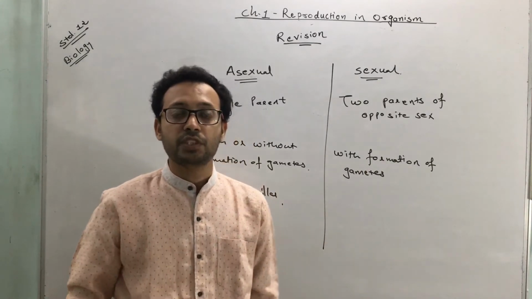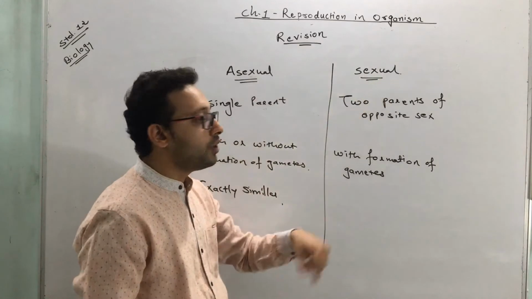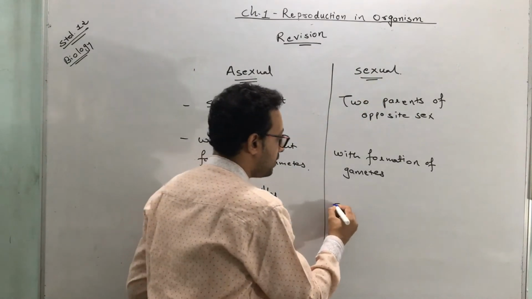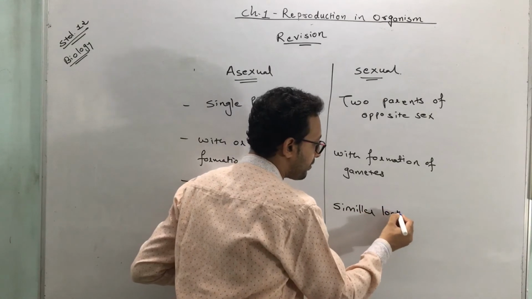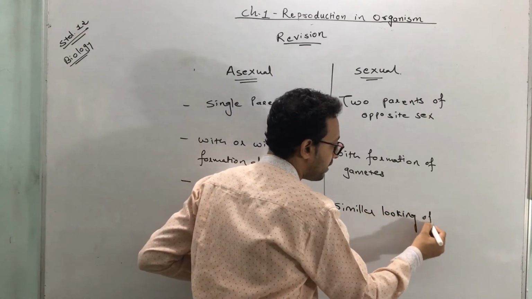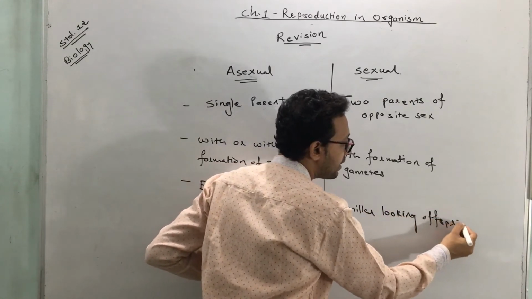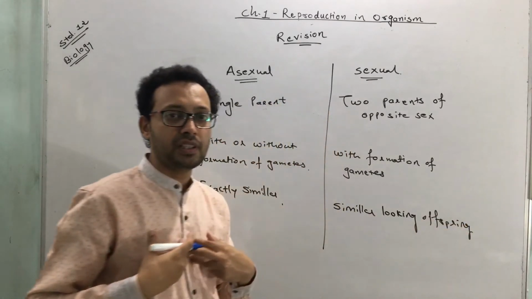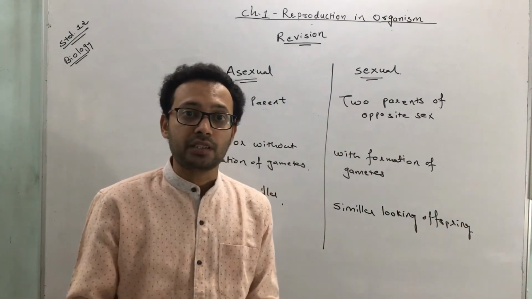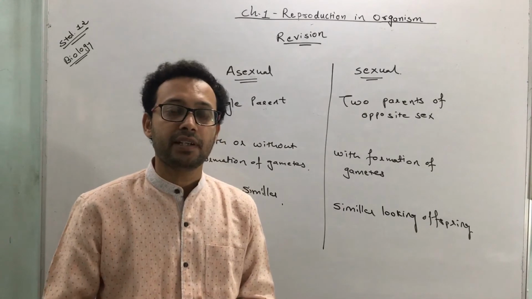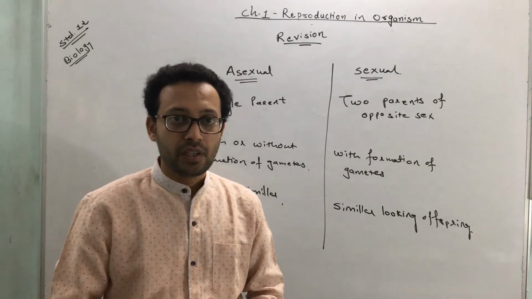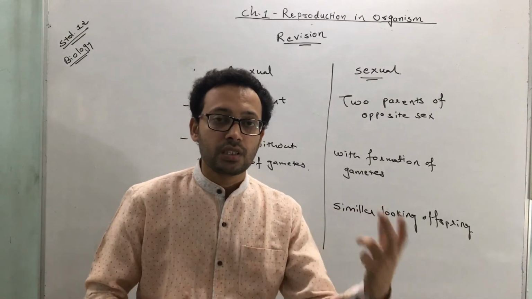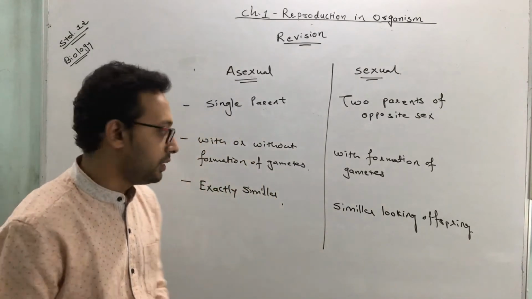So the characteristics produced in the new offspring look like both parents. So a similar looking offspring is produced. Not exactly similar, but similar looking. For example, we look alike our parents, but we are not an exact copy of our parents, because human beings reproduce sexually. We have characters of both parents, father and mother.